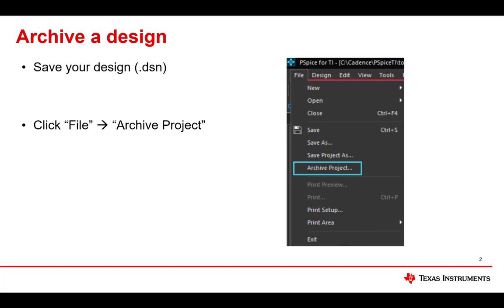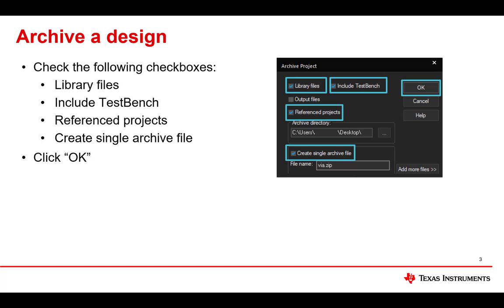A menu will appear with preferences on how you would like the project to be archived. Check the boxes Library Files, Include Test Bench, Reference Projects, and Create Single Archive File. Also be sure to choose an archive directory.